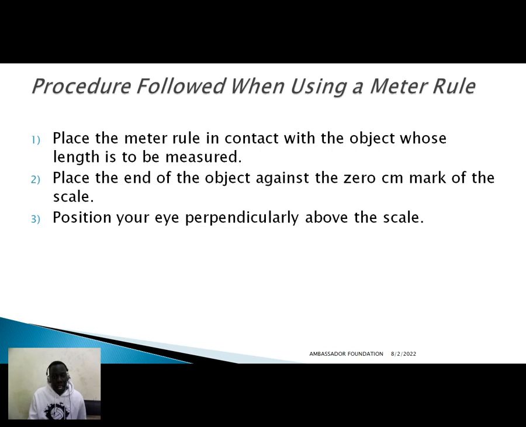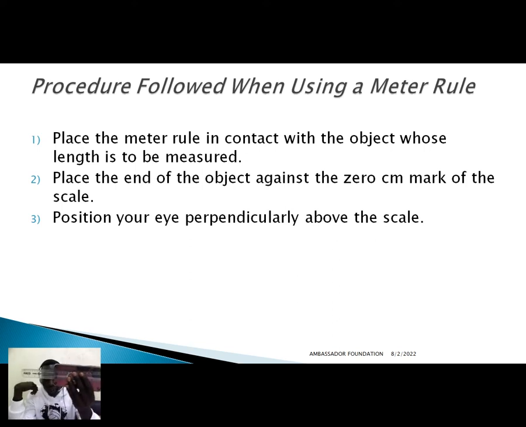Now, when using a meter rule, there are some procedures you have to follow. We have 3 of them. If you don't follow, you will get some errors. You will not get accurate readings. For example, the first one, place the meter rule in contact with the object whose length is to be measured. You just ensure it is in contact. For example, if I want to measure the length of my phone here, first I ensure the rule is in contact with the object, that is now my phone. That's the first step.